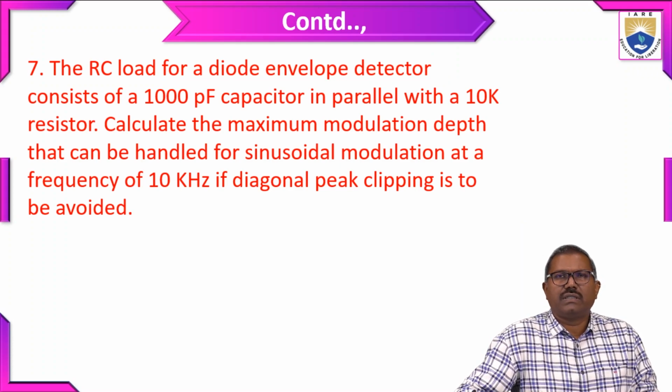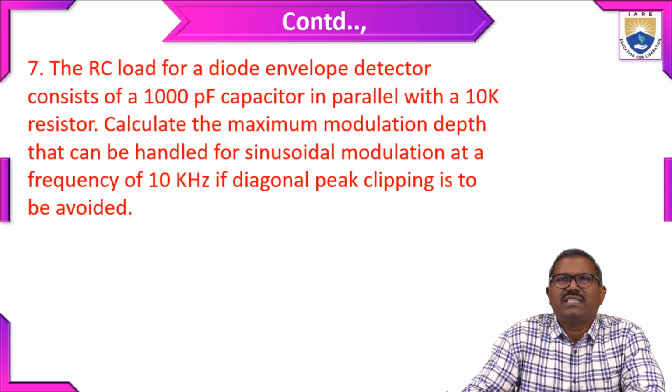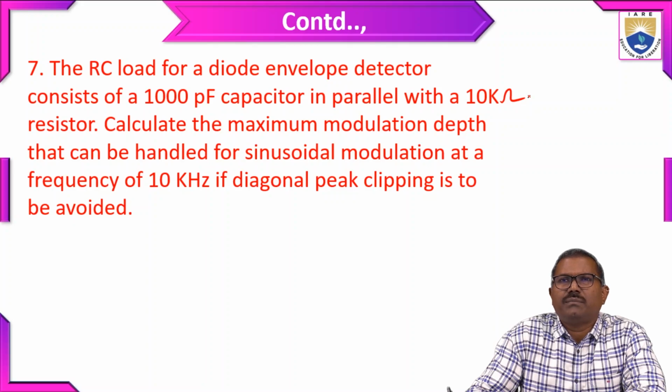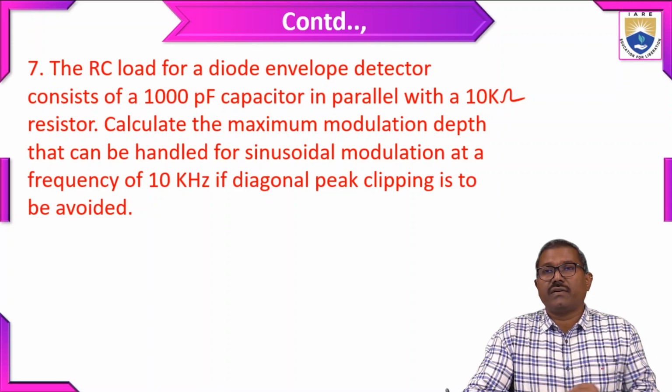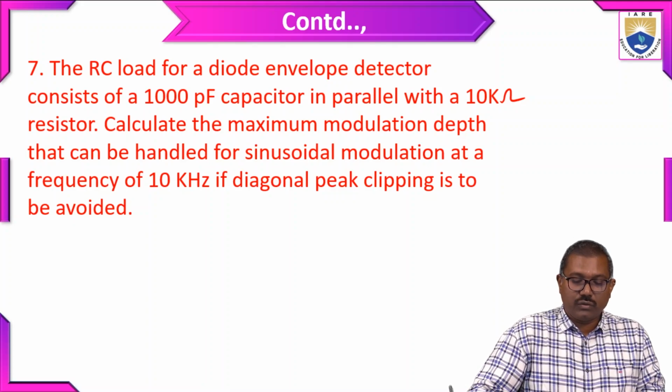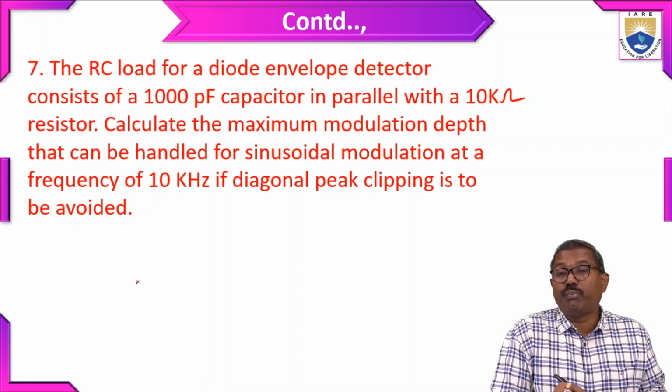Yeah. So seventh problem. The RC load for a diode envelope detector consists of a 1000 picofarad capacitor in parallel with a 10 kilo ohm resistor. Calculate the maximum modulation depth that can be handled for a sinusoidal modulation at a frequency of 10 kHz if diagonal peak clipping is to be avoided. So here we are going to avoid the diagonal peak clipping.